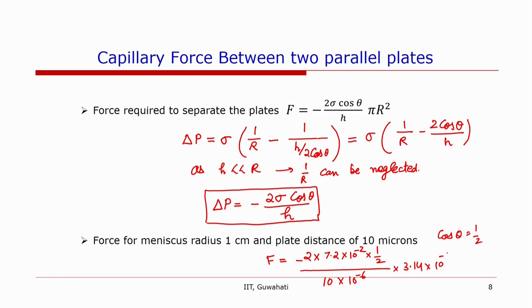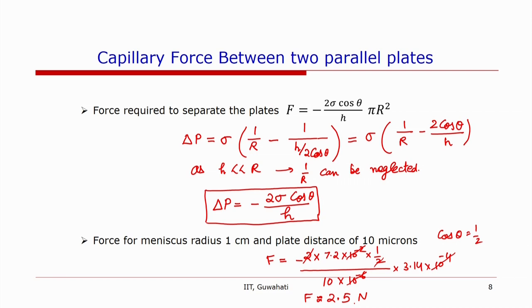So what we have is F is about 10 to the power minus 6. This all cancels out, the 2 and 2 also cancel out, and the force in this case is about, the meniscus area is pi r squared. That is fine. And with a plate distance of 10 microns, we have this value coming about 7.2 into 3.14. So let us say this 7 into 3, about 2.125, and so let us say this will be about 2.5 Newton. Quite a big force, quite a large force to separate the two plates.